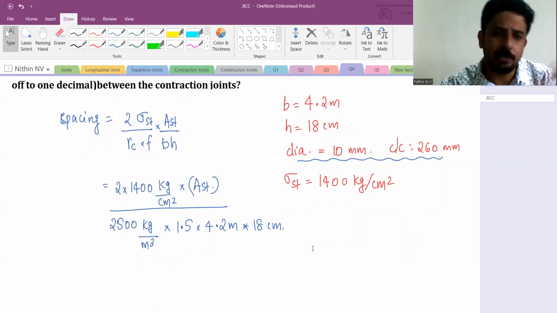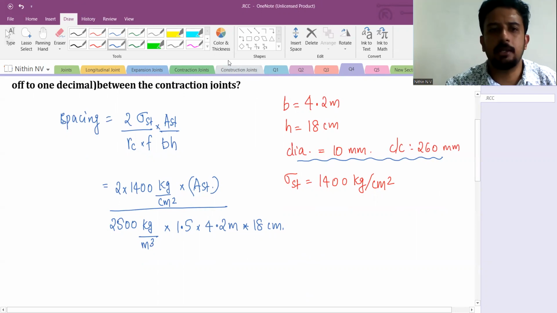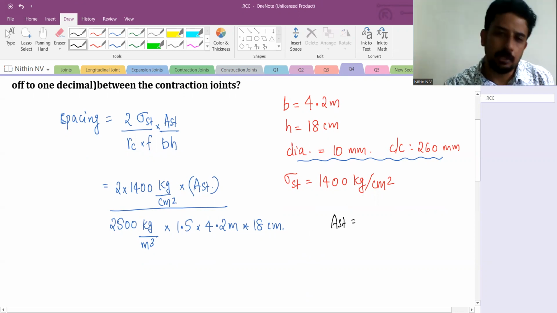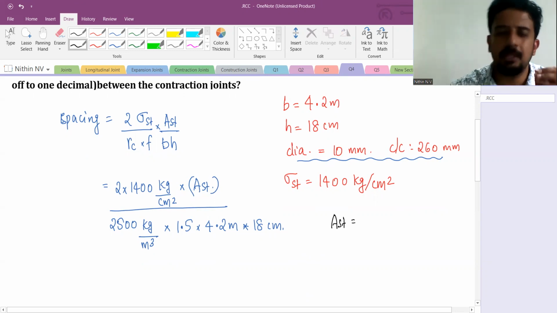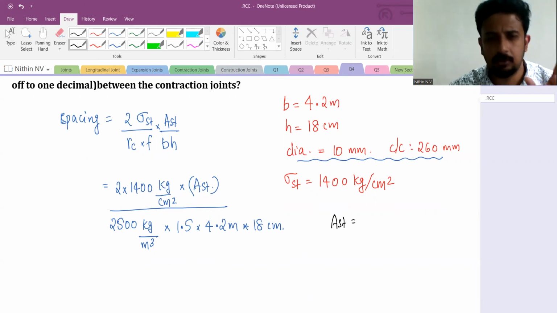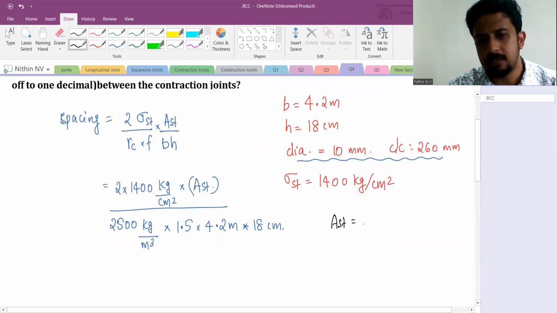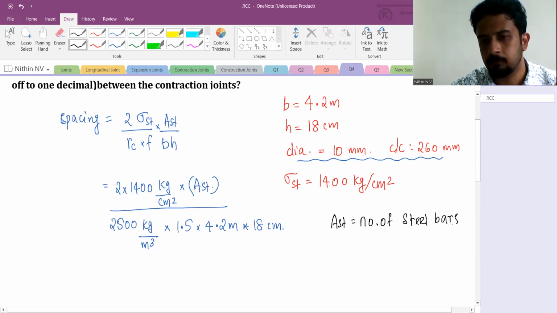But before converting into the same units, we can just calculate this AST. Then we can come back. Okay, now how do we calculate AST properly? See, it's not simply the number of steel bars into the area of one steel bar. Yes, it is, but either you can write it like this: suppose if they give the number of steel bars, number of steel bars into area of a single steel bar, like that you can write.